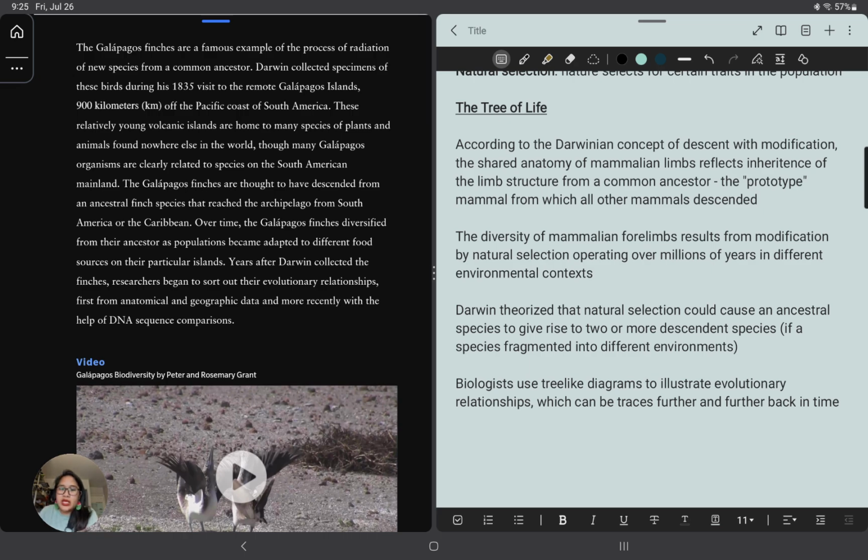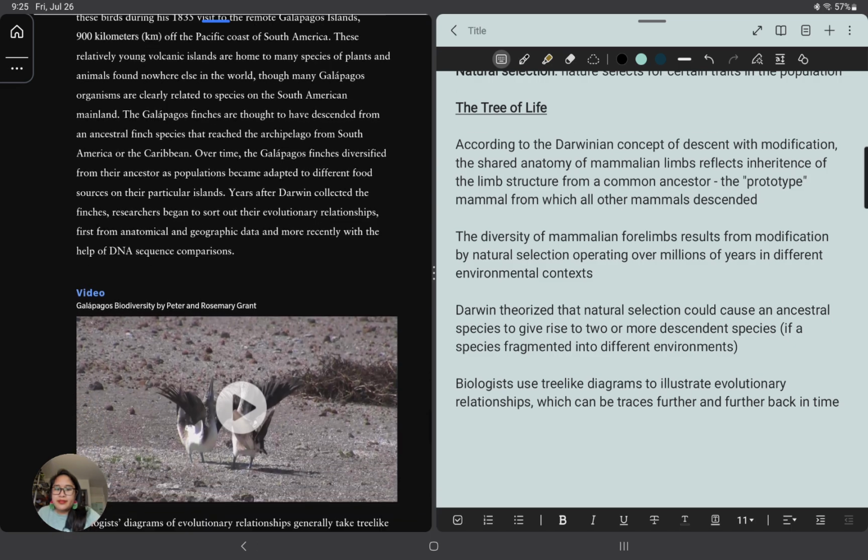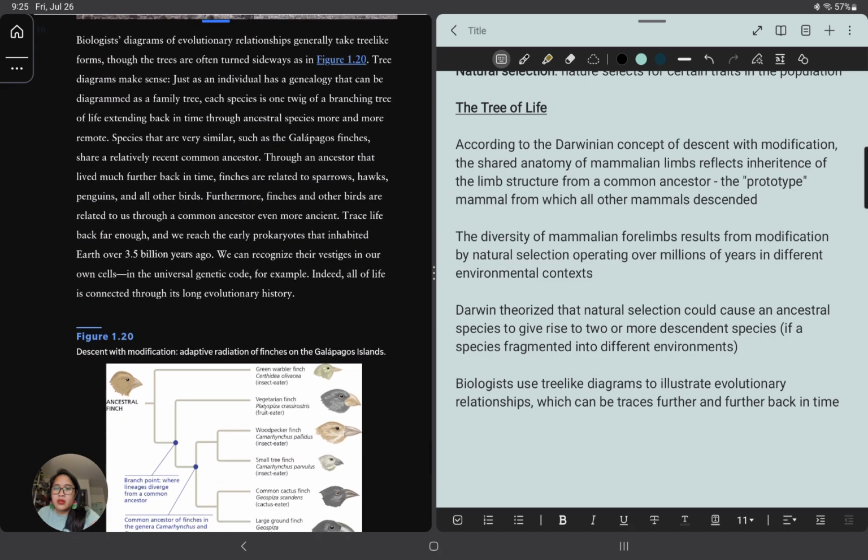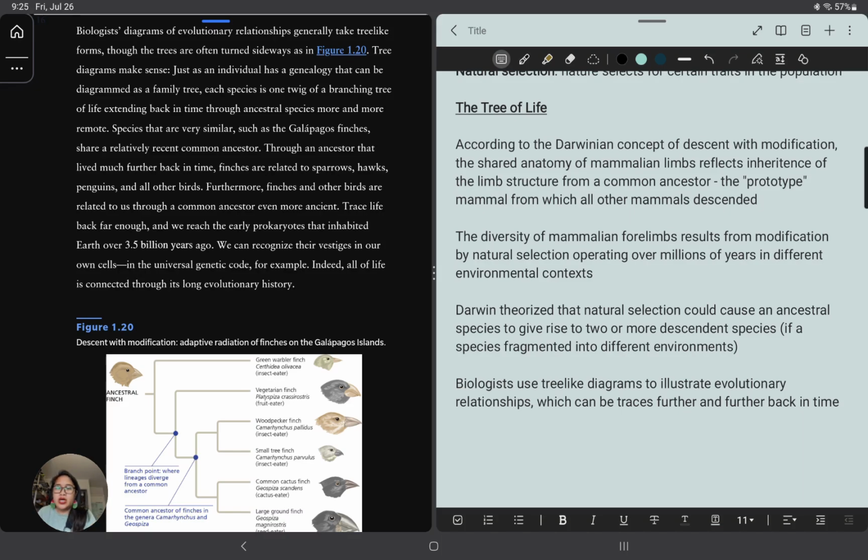Over time, the Galapagos finches diversified from their ancestor as populations became adapted to different food sources on their particular islands. Years after Darwin collected the finches, researchers began to sort out their evolutionary relationships, first from the anatomical and geographical data, and more recently with the help of DNA sequence comparisons. Biologists' diagrams of evolutionary relationships generally take a tree-like form, though the trees are often turned sideways, as in Figure 120.